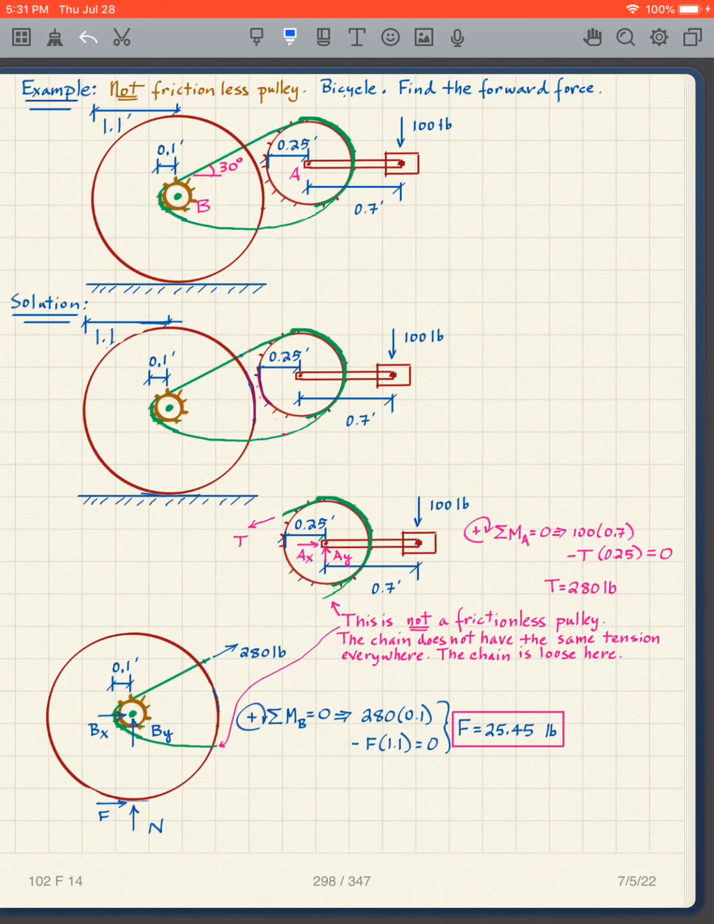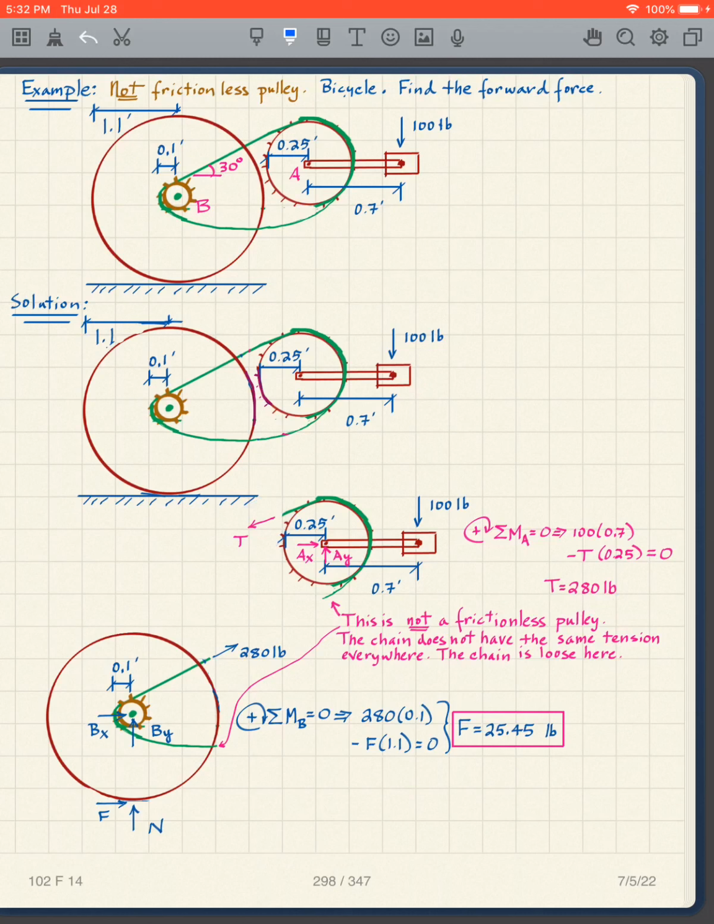It's quite simple because I have 100 times the 0.7 for the pedal, and then, this is the radius, so it's minus T times 0.25. This is tangent here, so again, it's perpendicular. That's the perpendicular distance. So minus T times 0.25. So I get 280 pounds. I put 100 pounds here, but I get 280 pounds there.